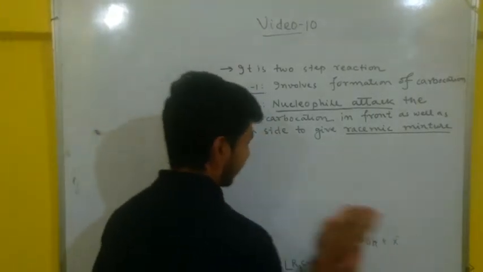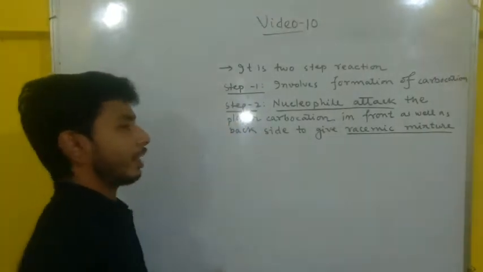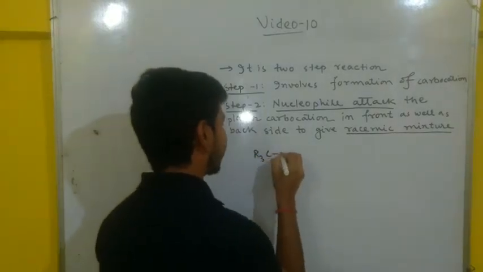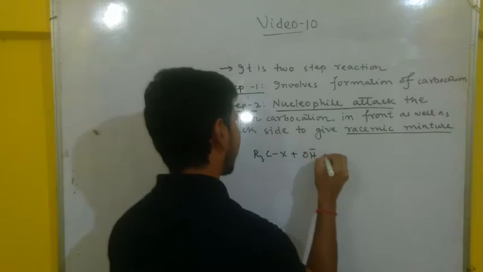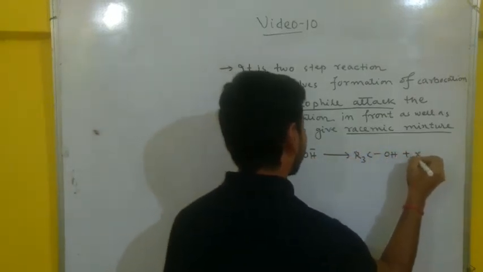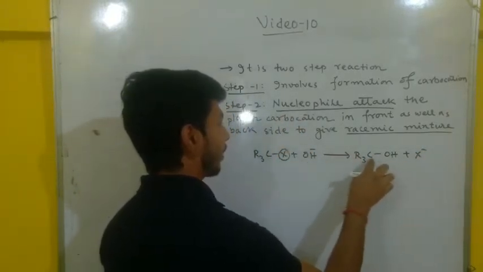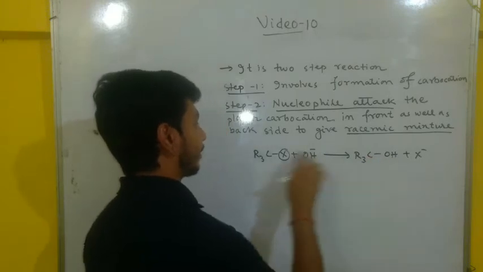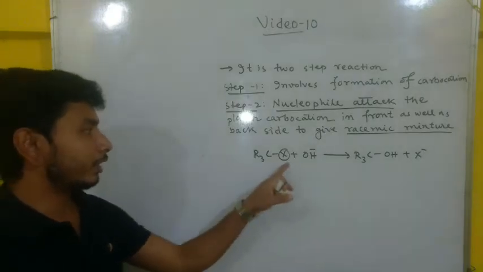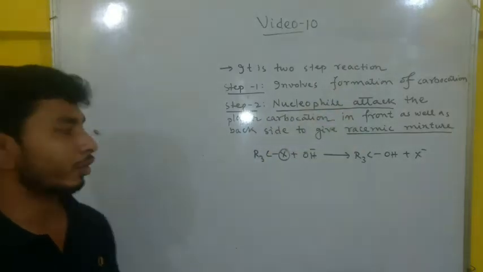So let us see the meaning of these two steps. Let the reaction be R3CX plus OH minus gives R3COH plus X minus. The halide is replaced by the nucleophile. This reaction is a two-step reaction. The first step involves the formation of carbocation.